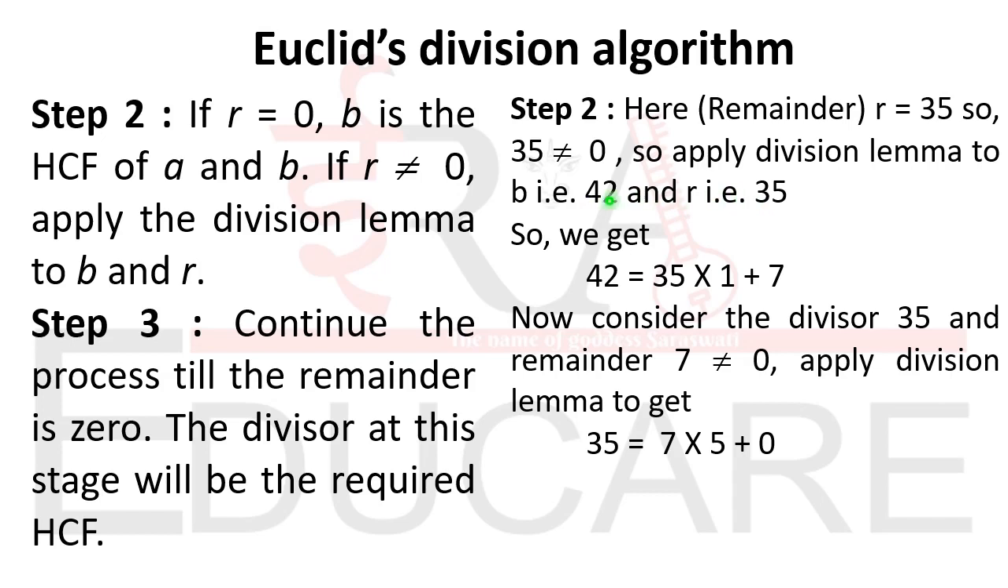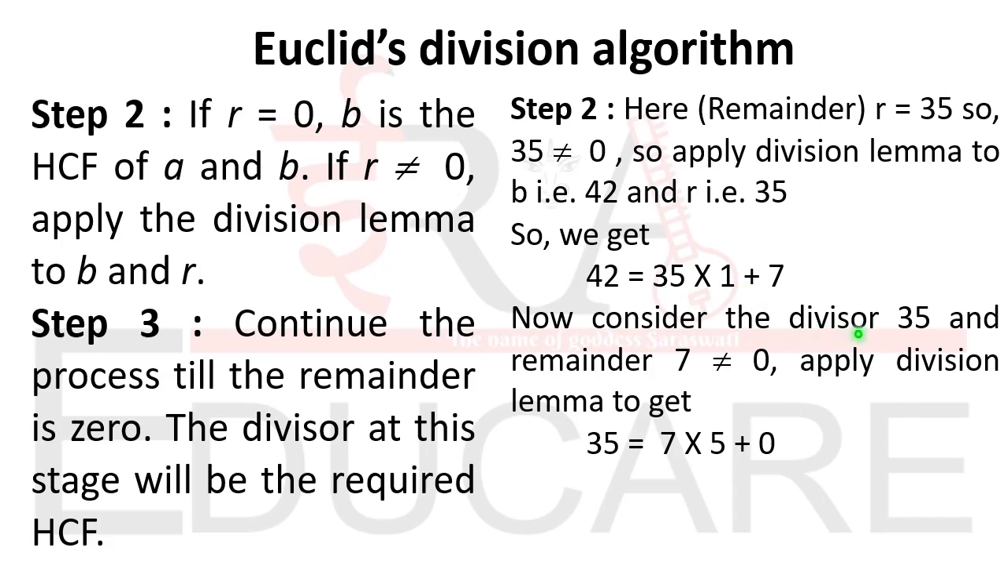So now your divisor becomes your dividend. In the previous step, 42 is your divisor, right? Now it becomes your dividend and your remainder becomes your divisor. So your 35 becomes your divisor. So now 42 divided by 35, you get quotient 1 and remainder 7, right? 35 ones are 35, 42 minus 35, you get 7.